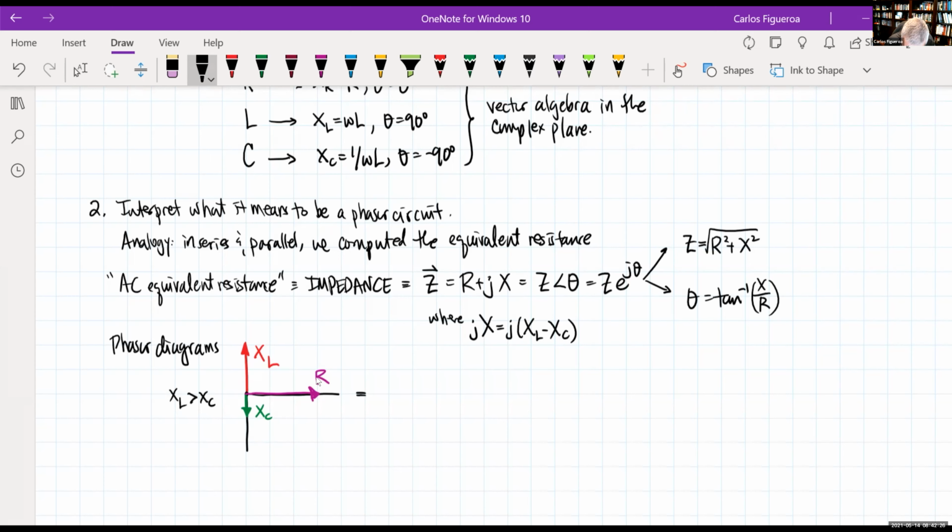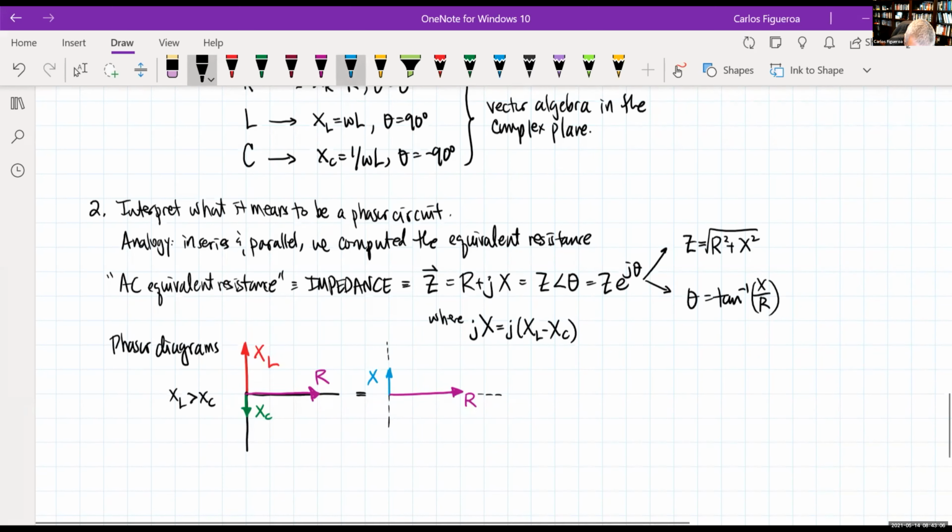What this tells me is that if I do my vector addition, XL is two squares, whereas the green is one square. So what I'm really seeing is that I'm going to get a reactance that looks like this. That's going to be X. And then if I look at my purple, it's going to look like this. So in the complex plane, I could then go calculate the impedance.